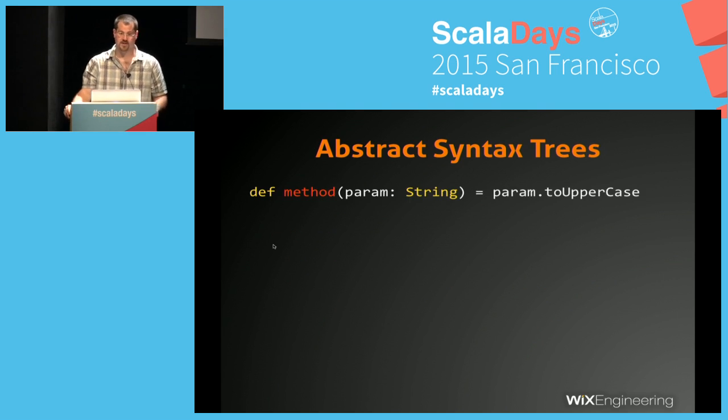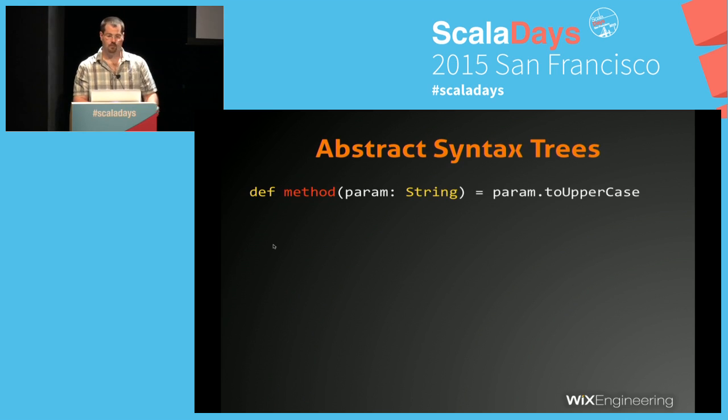So what do ASTs look like? What do I mean when I say abstract syntax tree? Let's consider this very, very simple definition of a method called method, and it takes a parameter called param of type String, and it does something with it. Specifically, it transforms it to uppercase and returns the uppercase string as a result.